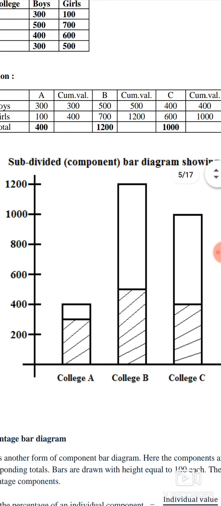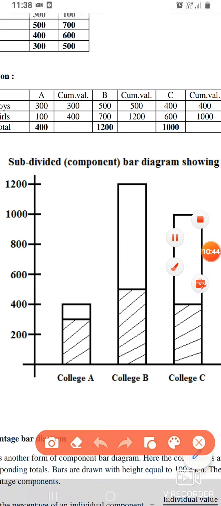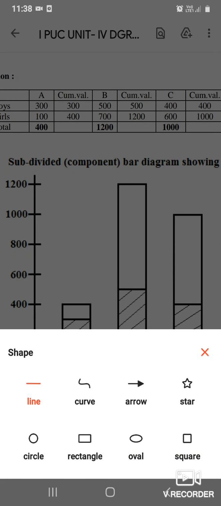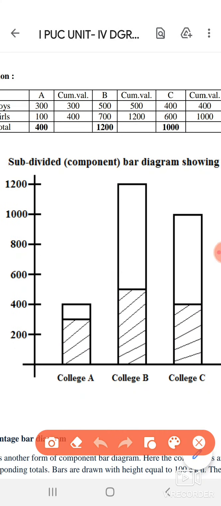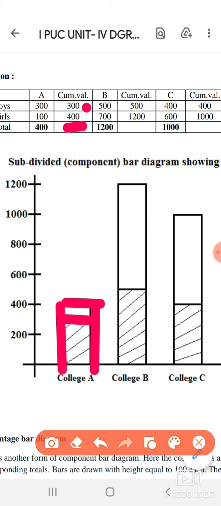Now for college A, first you draw the bar up to the total. I will show you. Here the cumulative value for the last one is 400. So for college A, draw the bar up to the total, that is 400. Then first component is 300. Divide the bar for 300. And in the same way the second one.